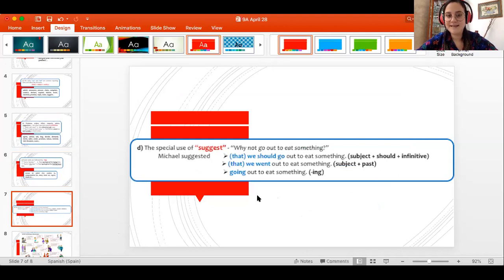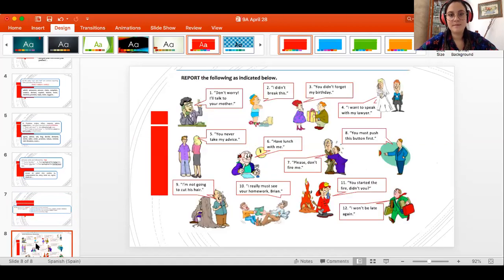Last but not least, this is a special verb, suggest. This verb is special because we can use it in more than one structure. We can say, Michael suggested that we should go out to eat something. The first type. Michael suggested that we went out to eat something, the subject plus past. Or the ing form, Michael suggested going out to eat something. So this is a special verb. Let's take a look at some examples.